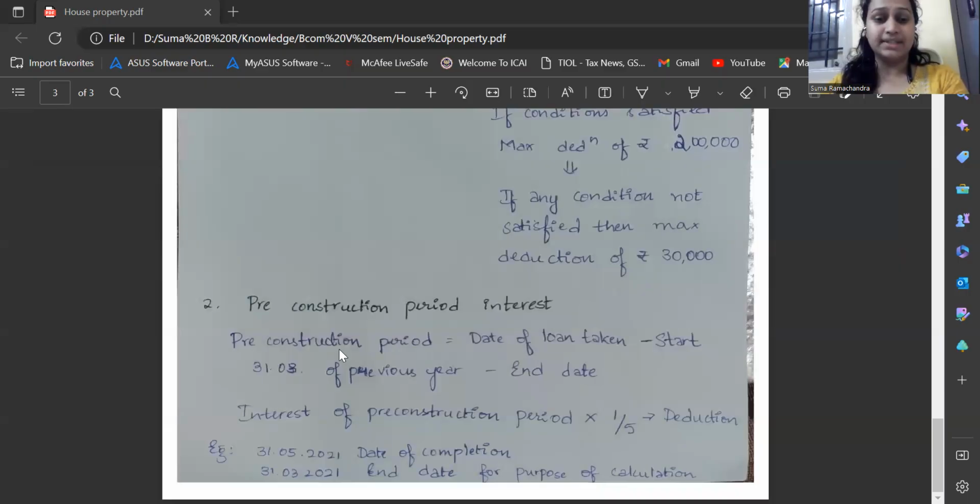In this case, for pre-construction period interest, I'm going to see when the loan was taken. The date of taking the loan will be the start date, and the end date, whenever you have finished the construction, would be 31st of March of the previous year as to whenever you have completed the construction. Say, for example, if you have completed the construction on 31st of May 2021, then the end date would be 31st of March 2021 for my case.